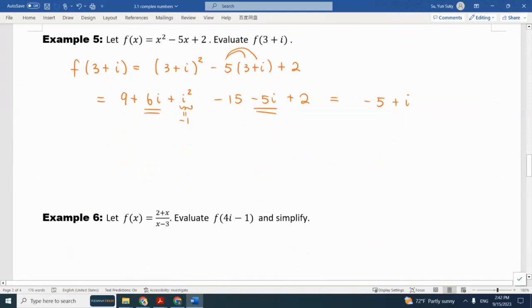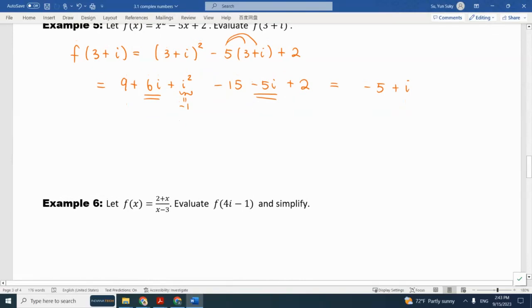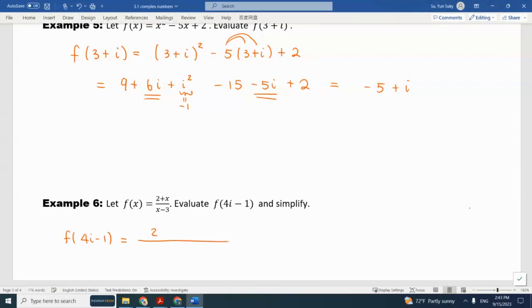What happens if we have a rational function? Let's plug in. So f of 4i minus 1 equals 2 plus x. What is x? 4i minus 1. Actually, here I can put parentheses or I don't put parentheses. It's the same thing because there's addition in front of it. But if you have like 2 minus x, then you have to put parentheses around it because there's subtraction in front of that. Okay, just be careful.